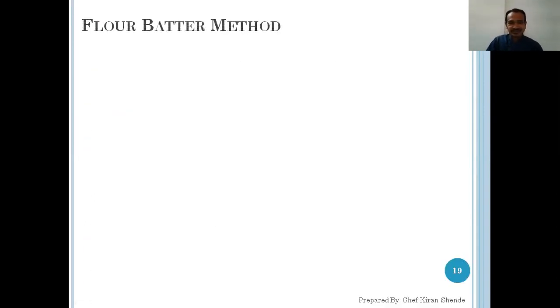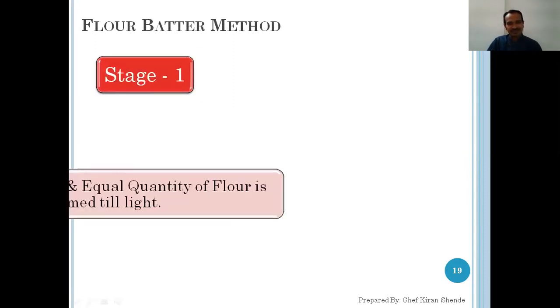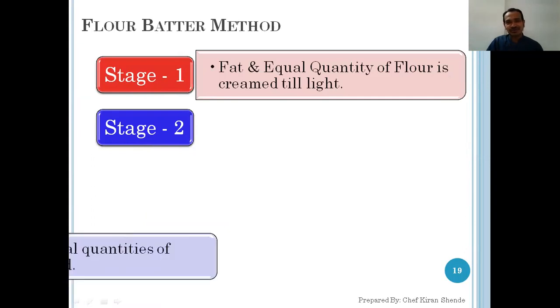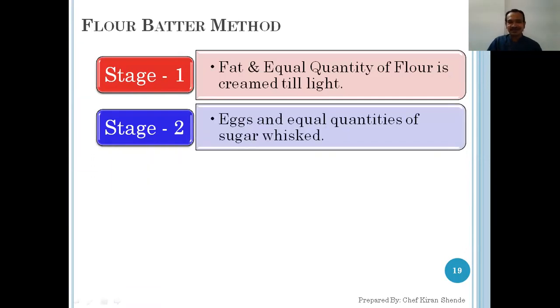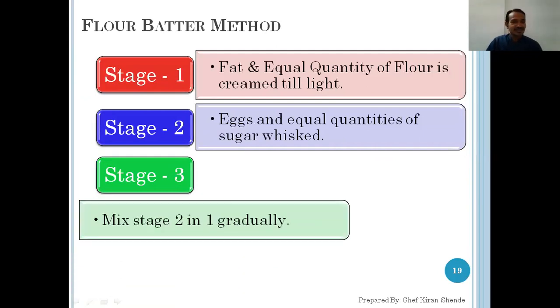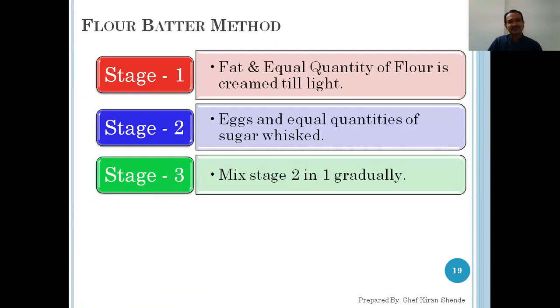The next method is the flour batter method, method number 2. Stage 1, what happens in stage 1? Fat and an equal quantity of flour is creamed till it is light and fluffy. Stage 2, eggs and an equal quantity of sugar are whisked together, followed by stage 3, that is combining stage 1 and stage 2.